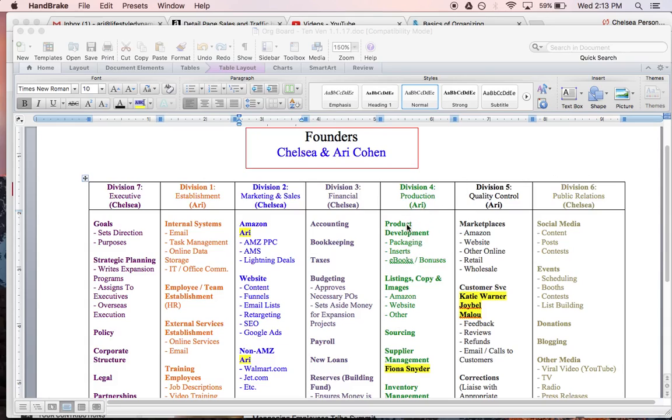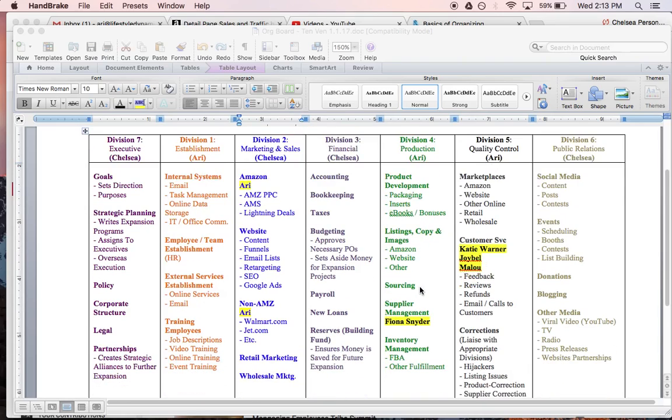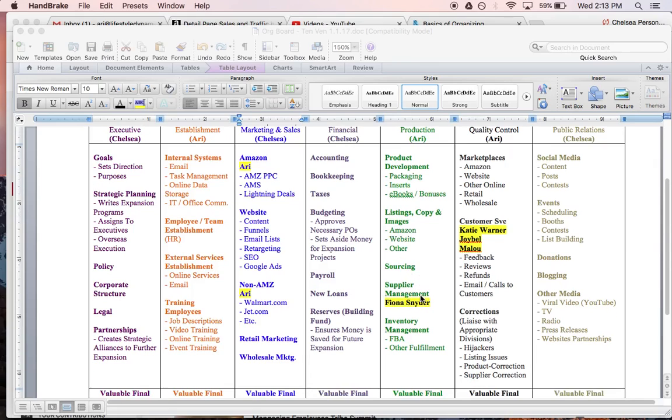So we kind of laid it out in a sequential form: product development. In our case, we sell online products. Some of them are physical products, some of them are digital products. But product development is like packaging, inserts, ebooks, different things that relate to the product itself. The product listings on whatever the marketplaces are over here. The sales copy and the images, whether it's Amazon, websites or other. Product sourcing, supplier management, dealing with your suppliers, all that kind of stuff.